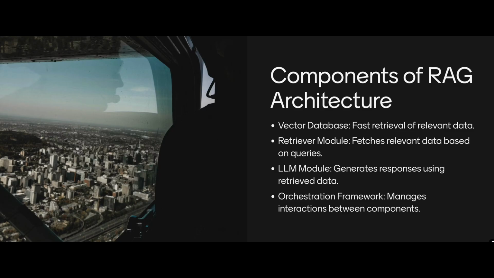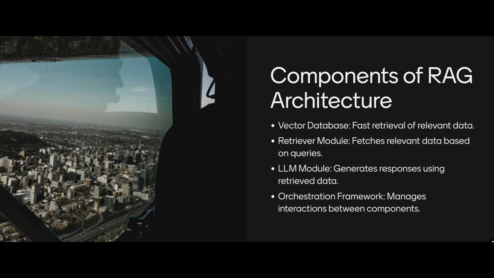You can think of RAG as a library plus an author. A library finds the most relevant books for reference, and the author reads those books and writes a custom response. The main four components of the RAG architecture are vector database, retrieval module, LLM module, and orchestration framework. A vector database stores the embeddings, the numerical representation of the text, for fast retrieval of relevant data. It can be Pinecone or Milvus.